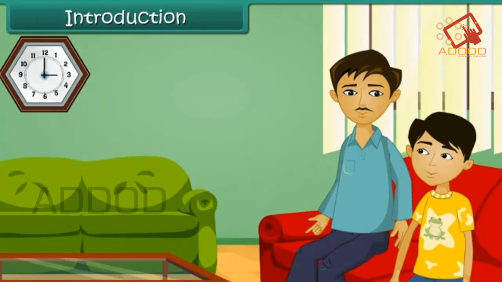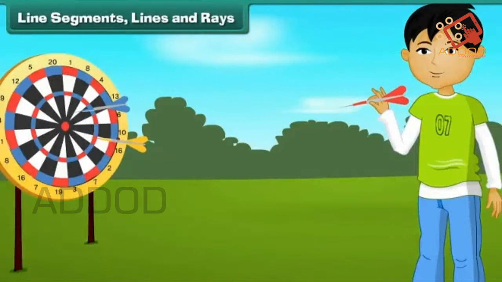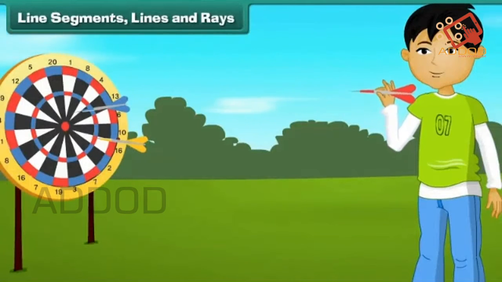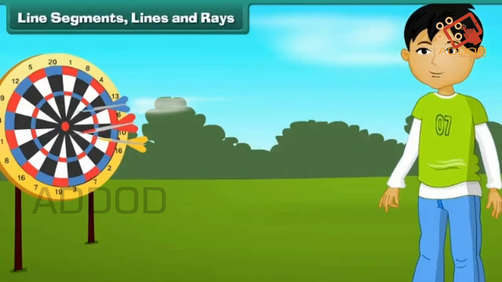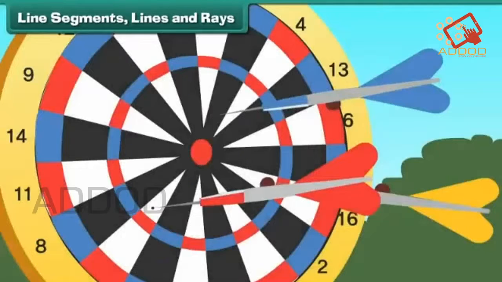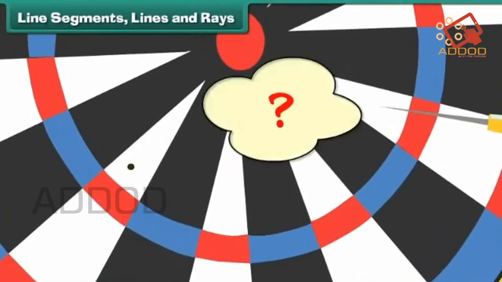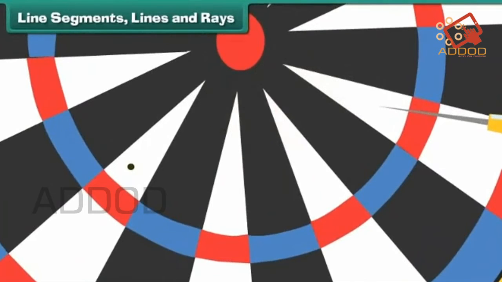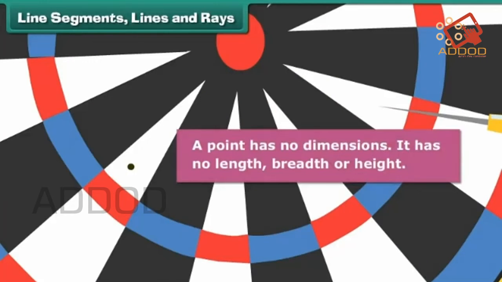Children, in this lesson, you will learn the basics of geometry, line segments, lines, and rays. Rahul perfects his aim by throwing darts at the dartboard. Here is one such dart. Let us remove it. What do we observe? The dart has left a mark on the dartboard. The mark is called a point. A point has no dimensions. It has no length, breadth, or height.